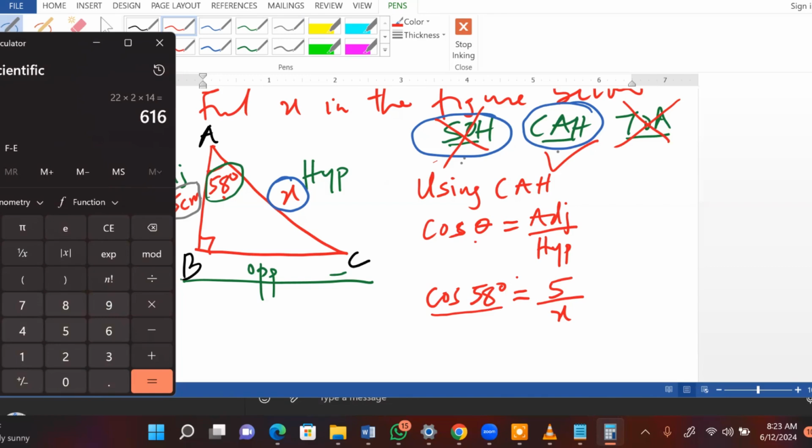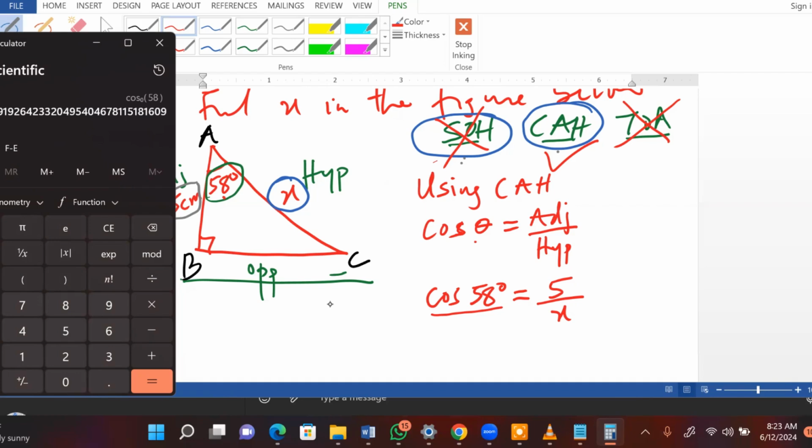Can you see my calculator? Yes, I can see. All right, so I'll just press 58. Then I'll go to trigonometry. You can see trigonometry here. So it is cos. I'll just press cos to give me my answer. And the answer is 0.52991.